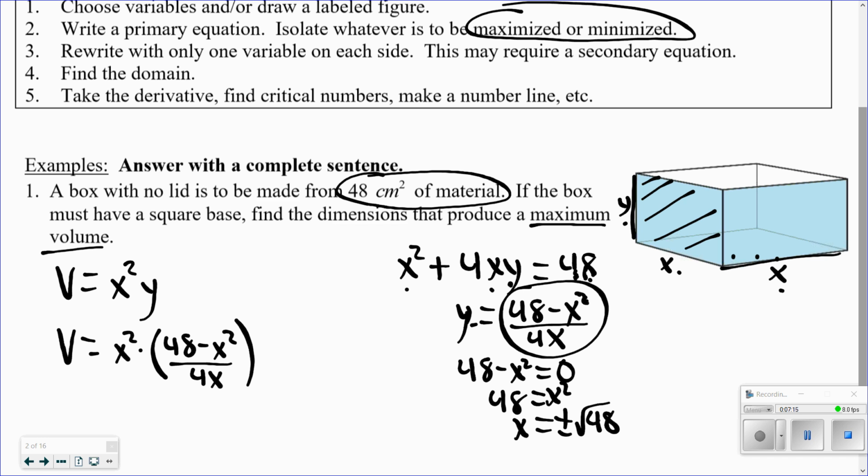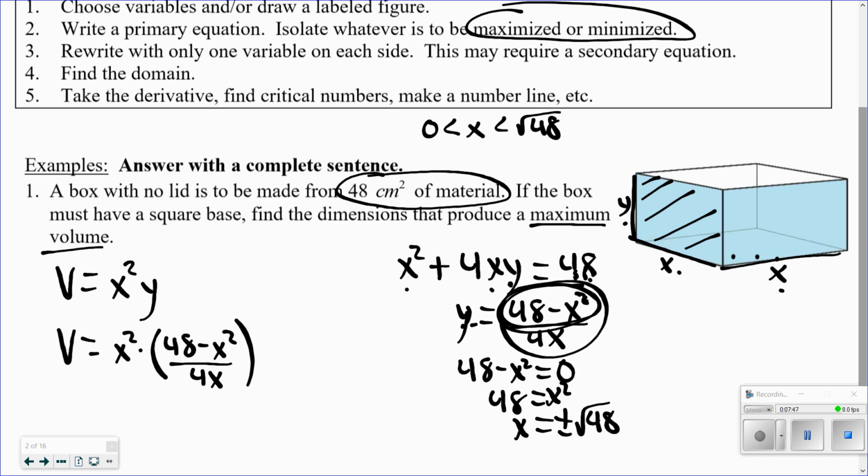Also, just think about the problem. x has to be greater than 0 because it's a side length. It can't equal 0. So step number 4 is find the domain. I'm going to put that up here at the top. I'm going to say x has to be greater than 0. No negatives, right? And it has to be less than the square root of 48. Anything bigger than the square root of 48, and this would come out to be a negative, which means y would be negative, and that's not possible. So x has to be between 0 and the square root of 48.